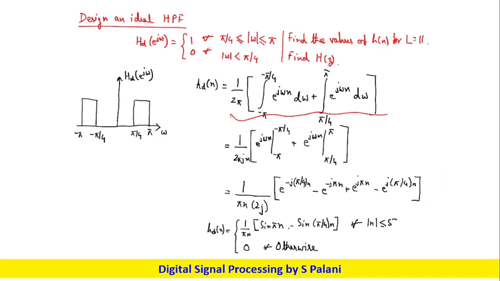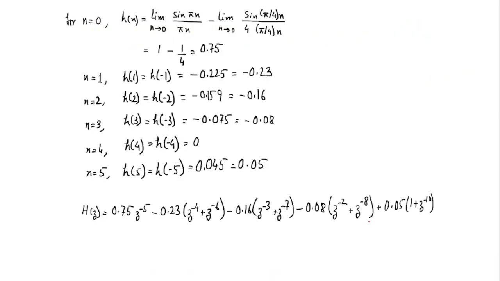We get hd[n] equals 1 by pi n times sine of pi n minus sine of pi by 4 n, for modulus of n less than 5. So from here N is 10, so L minus 1 by 2 is equal to 5. So modulus of n is less than 5. Okay, then we compute the values, and by the same method we get this equation itself.